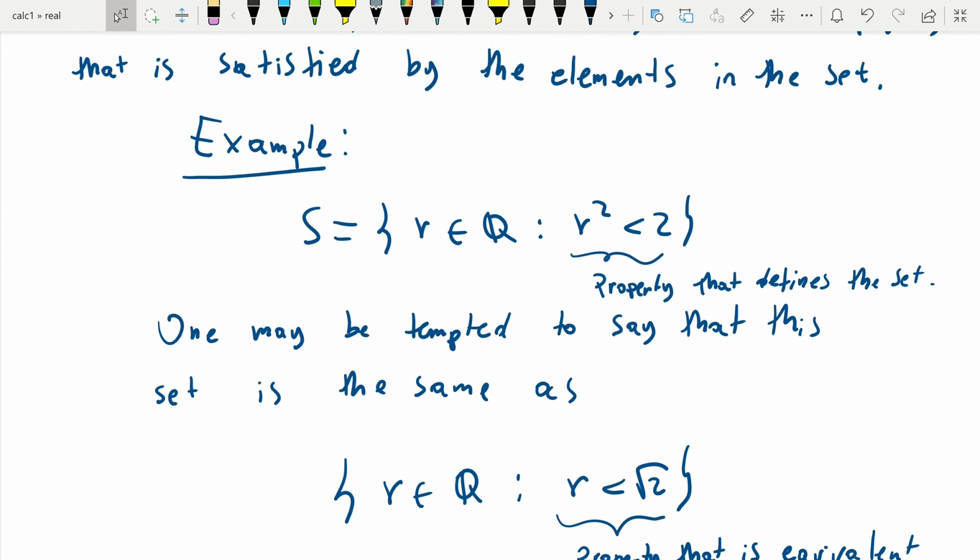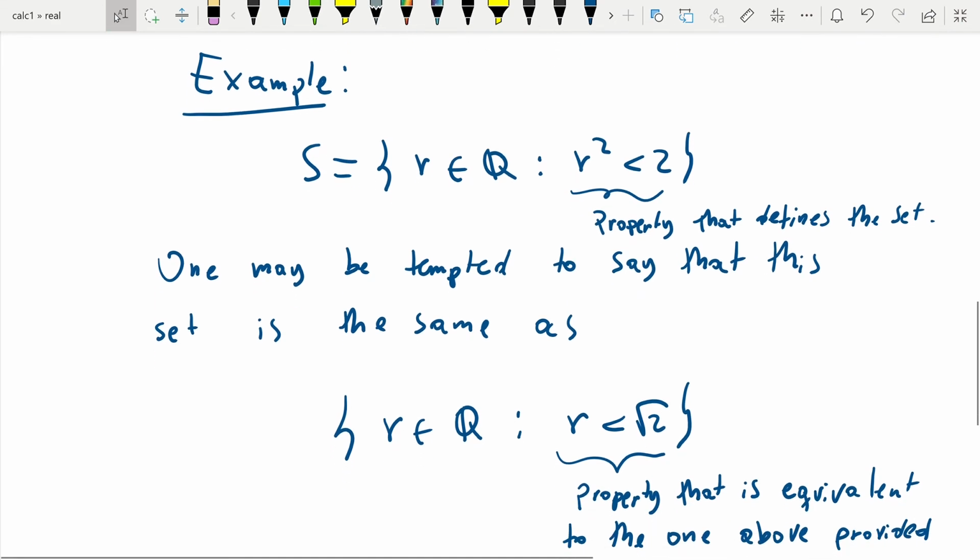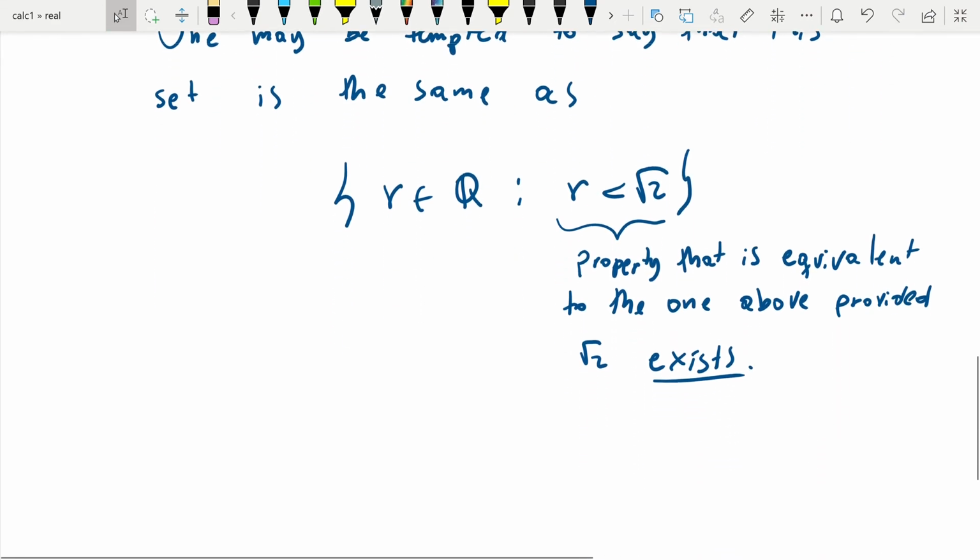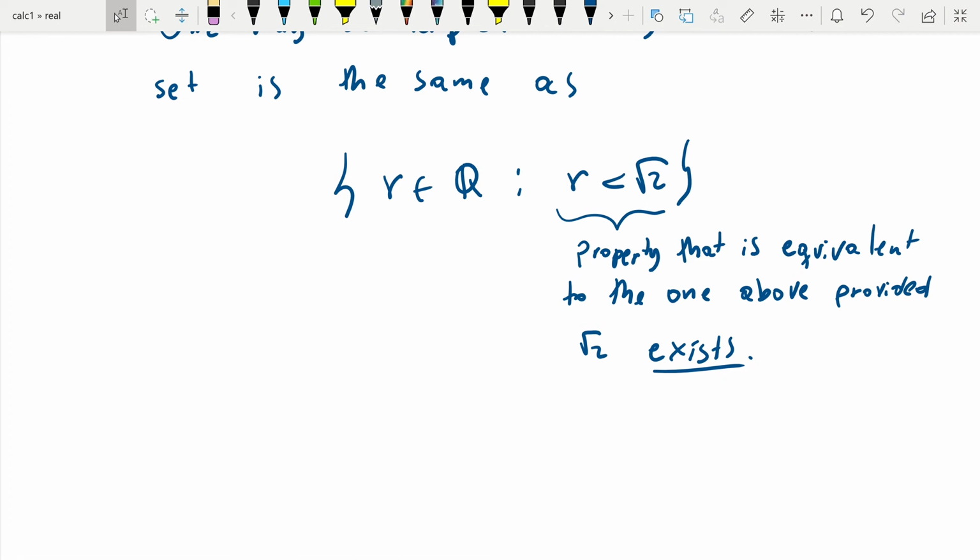R belongs to Q if R squared is less than 2. Everything here is allowed and makes sense in the rational numbers. You can ask if the square of a rational number is less than 2. 2 is a number that is actually even an integer. And you can take the square of a rational number. All the things are allowed, so the set S is well defined, while the set down below is not, up to this point.